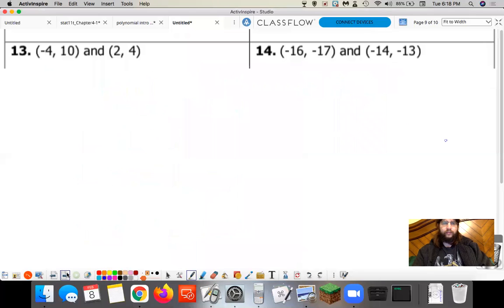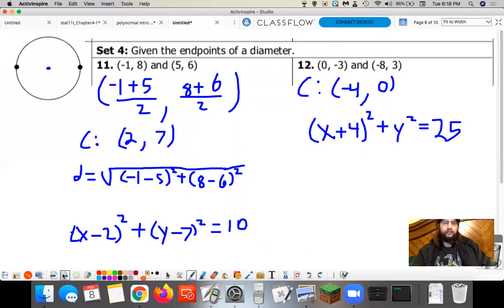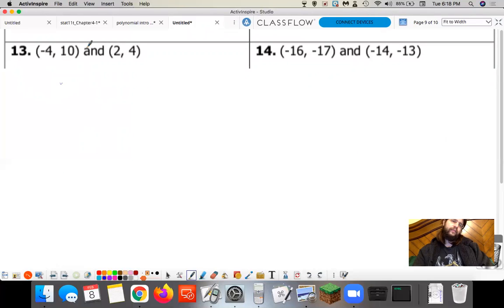All right, 2 more. Let's just finish them off. If I average those, I get -1 and 7. That's my center. -4 plus 2 is -2 divided by 2 is -1. 10 plus 4 is 14 divided by 2 is 7.